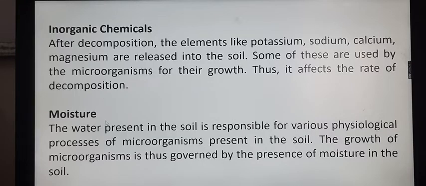Then moisture. The water present in the soil is responsible for various physiological processes of microorganisms present in the soil. So the growth of microorganisms is governed by the presence of moisture in the soil. So if there is more water, more organisms will grow. If there is less water, it is going to affect their growth.